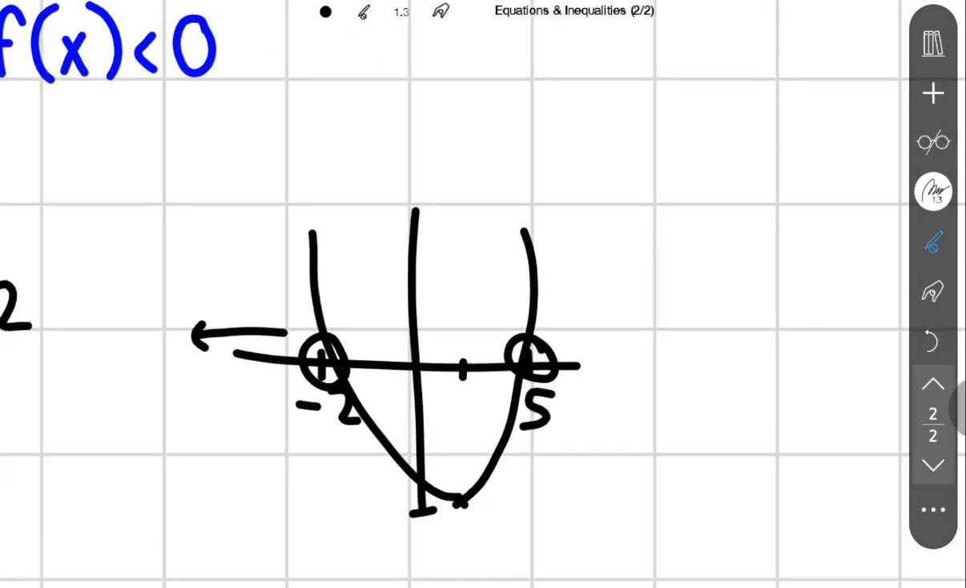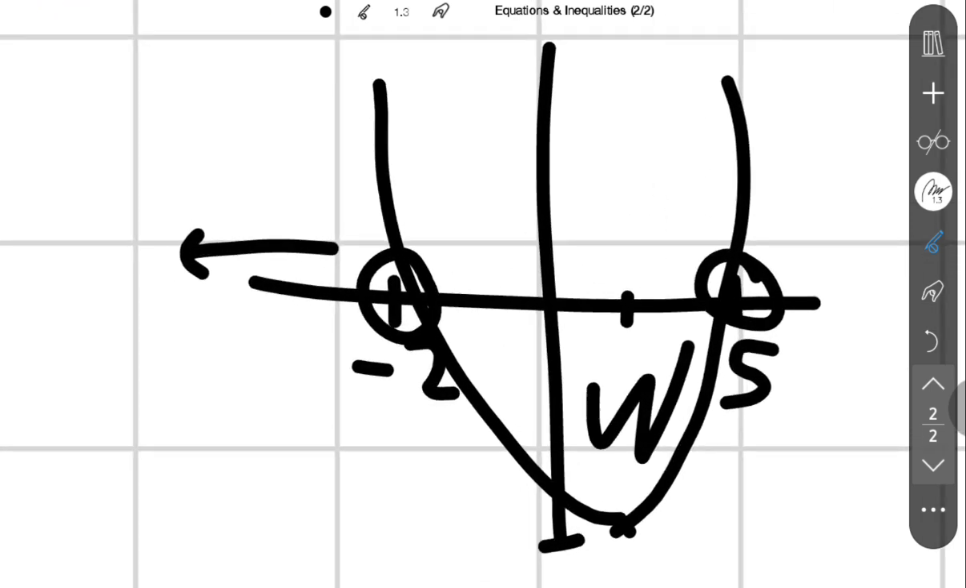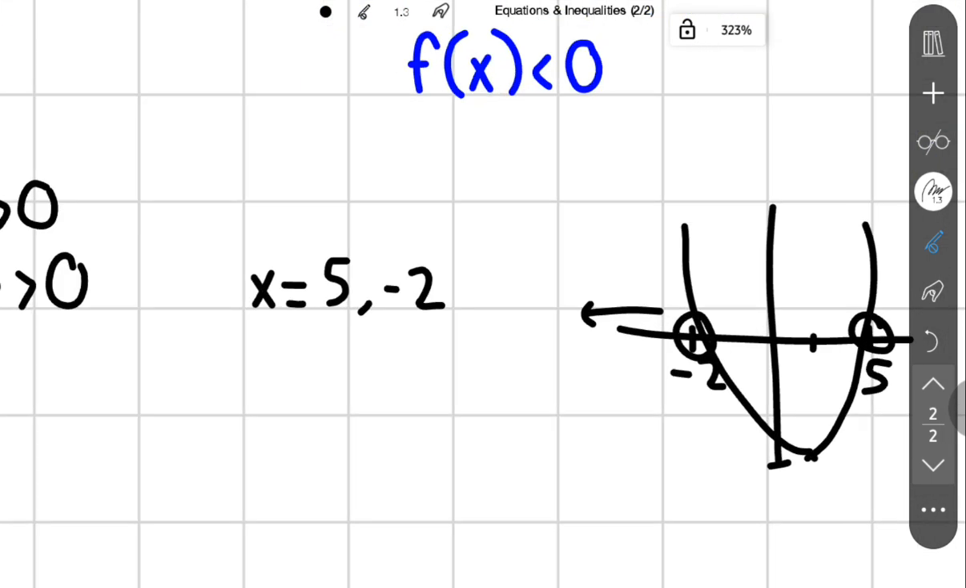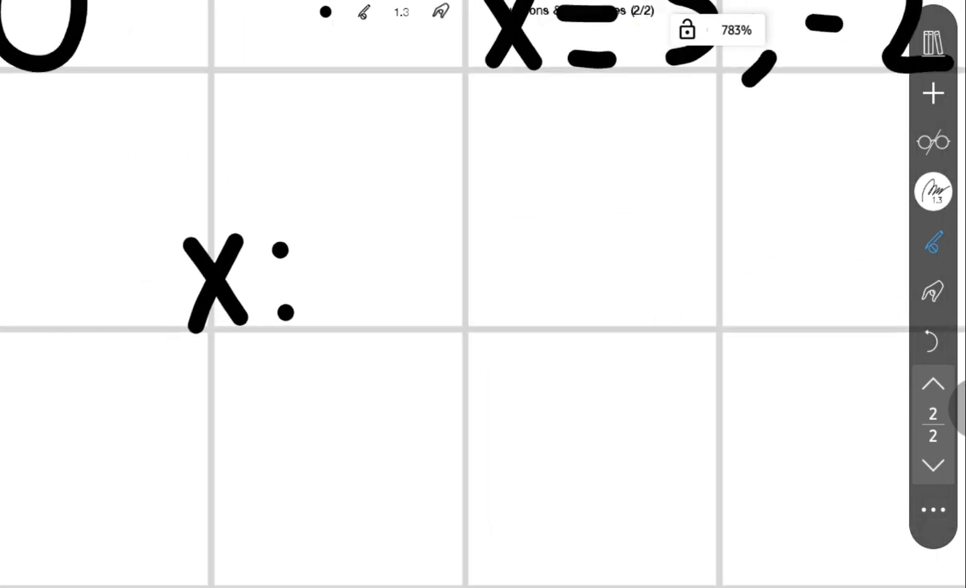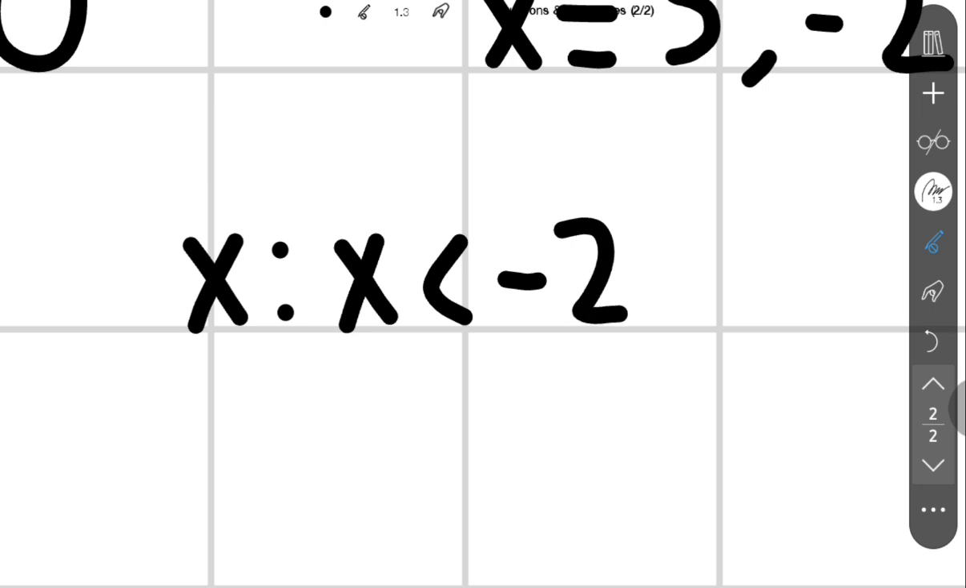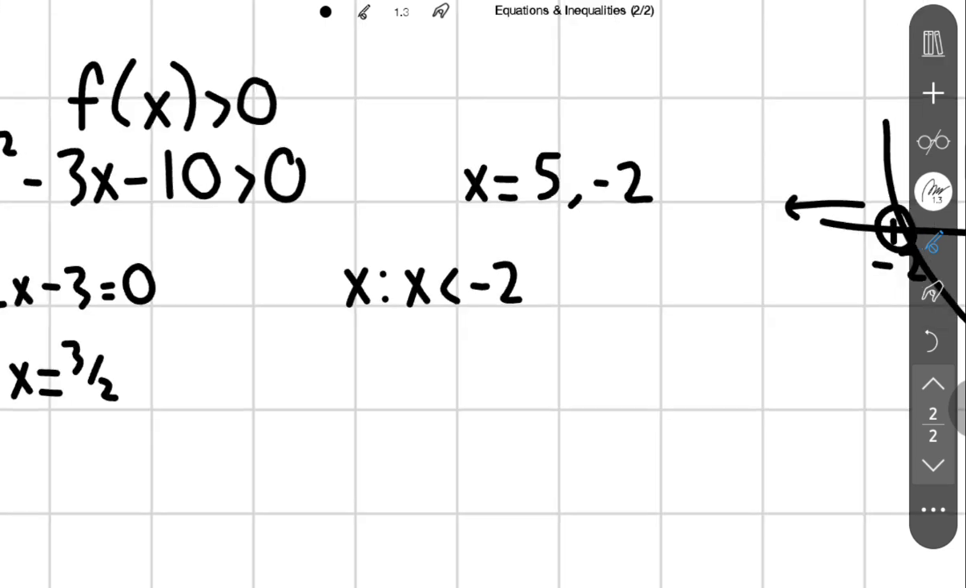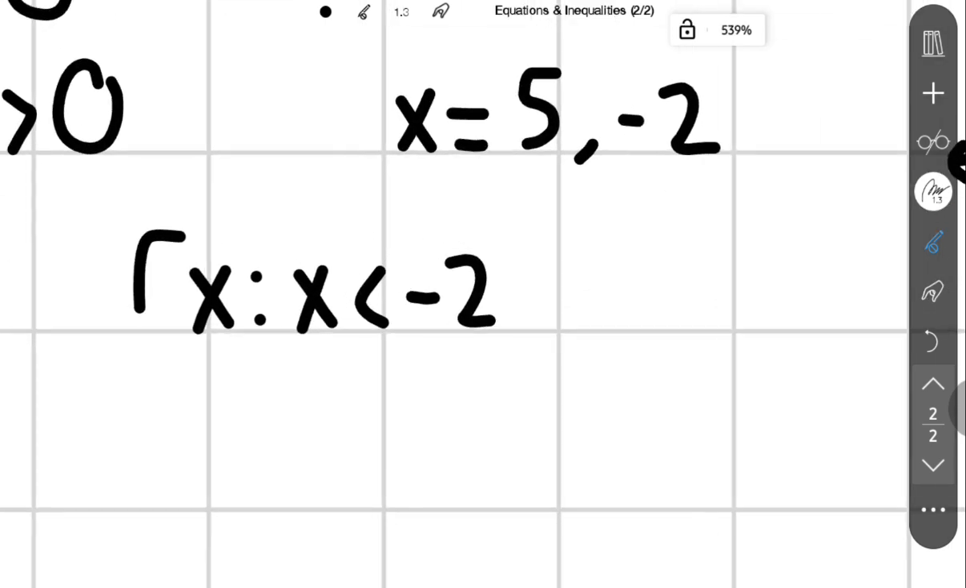So now we actually have two inequalities here. And anything which lies within this region, x between negative 2 and 5, will actually correspond to y values being less than 0. So now the answer to this is basically x less than negative 2. And to write it in set notation, we basically just have to write it like this in a bracket.